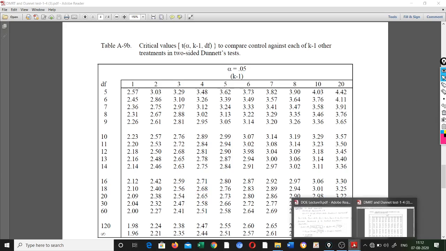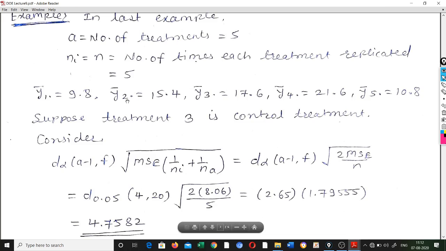Put in our example, this is 2.65. Solve this, this will be 1.79555, and after multiplying these two quantities we get the critical difference value, which is 4.7582.